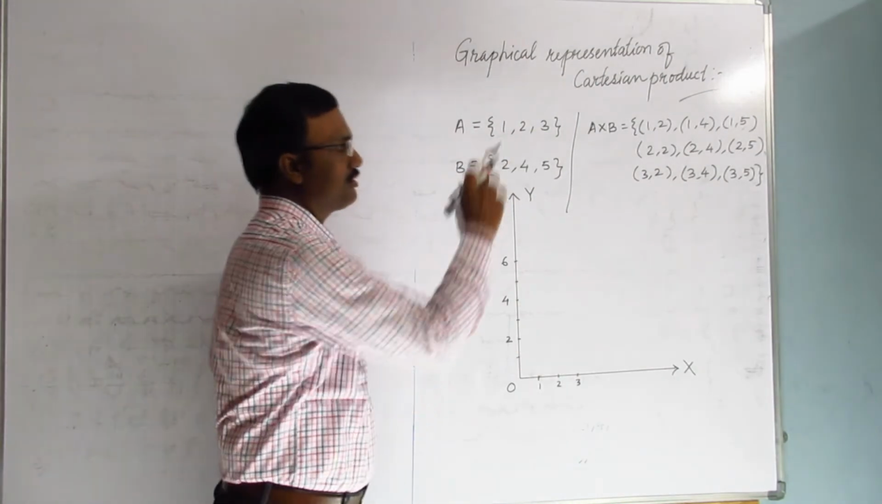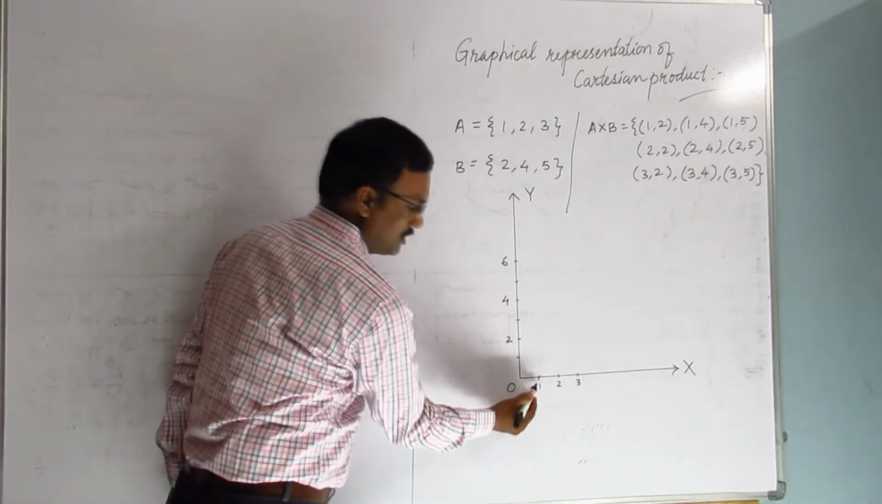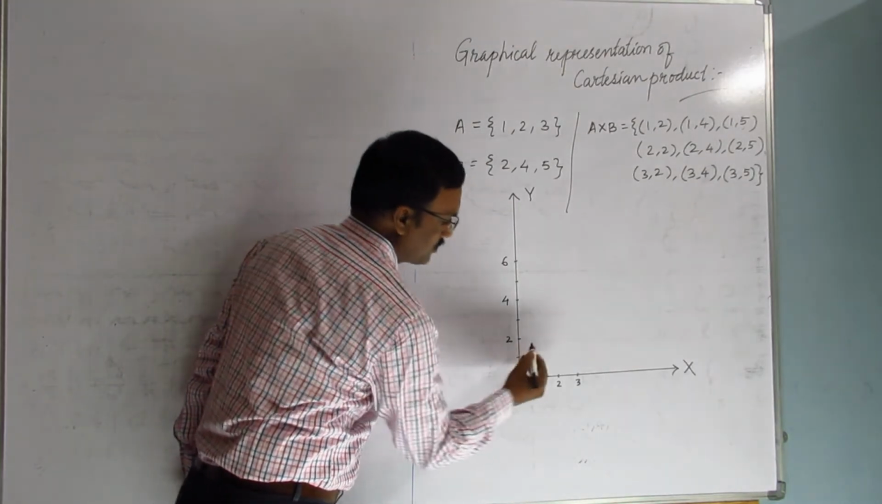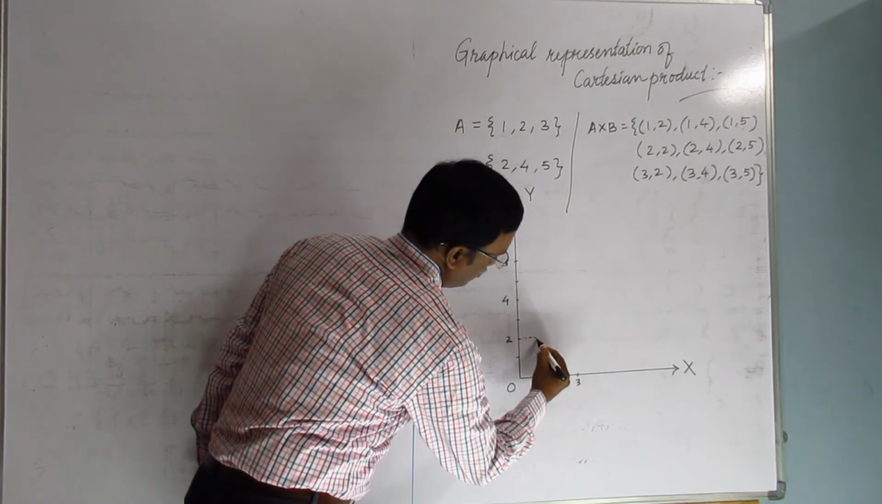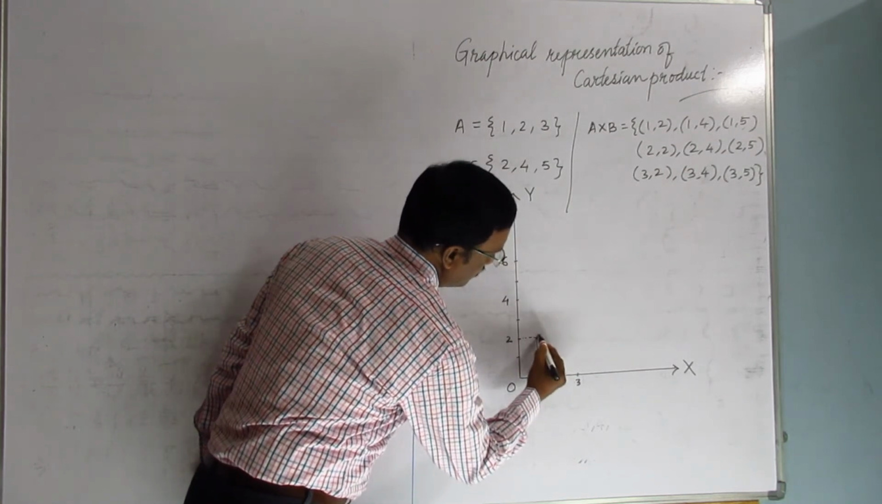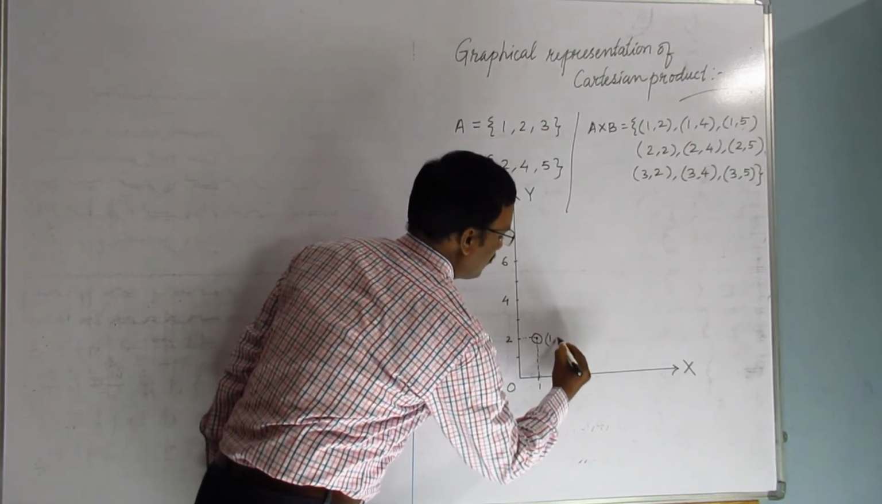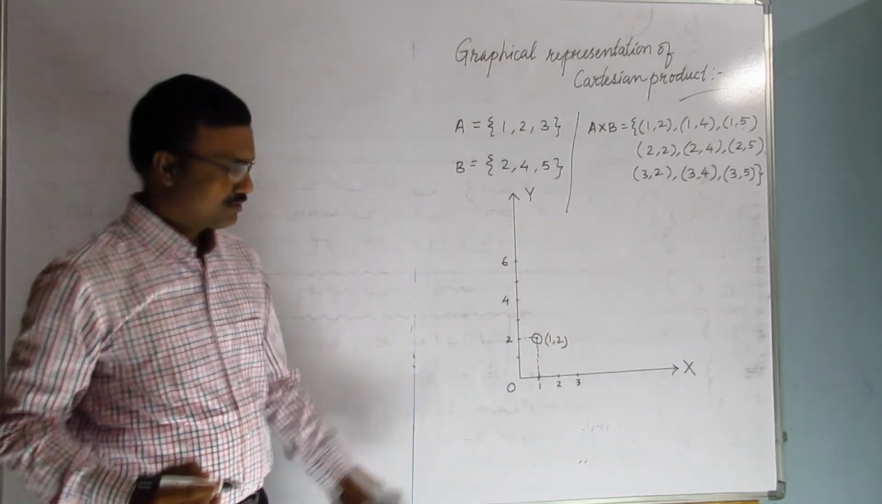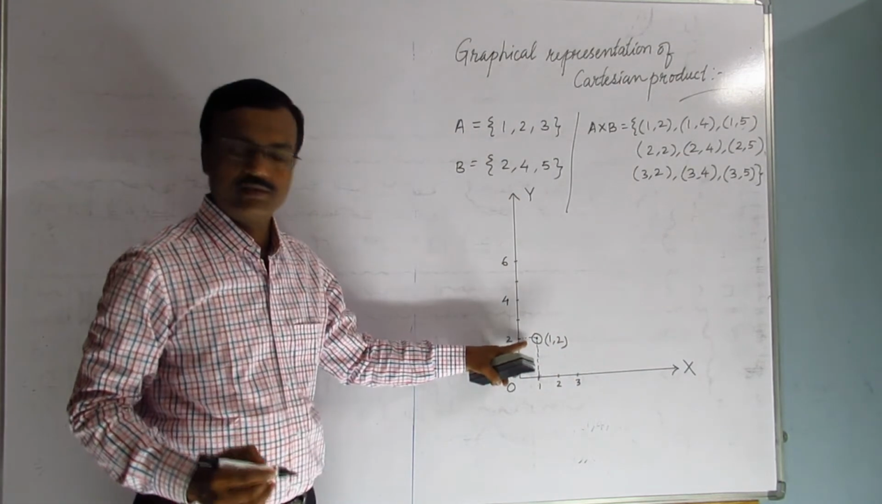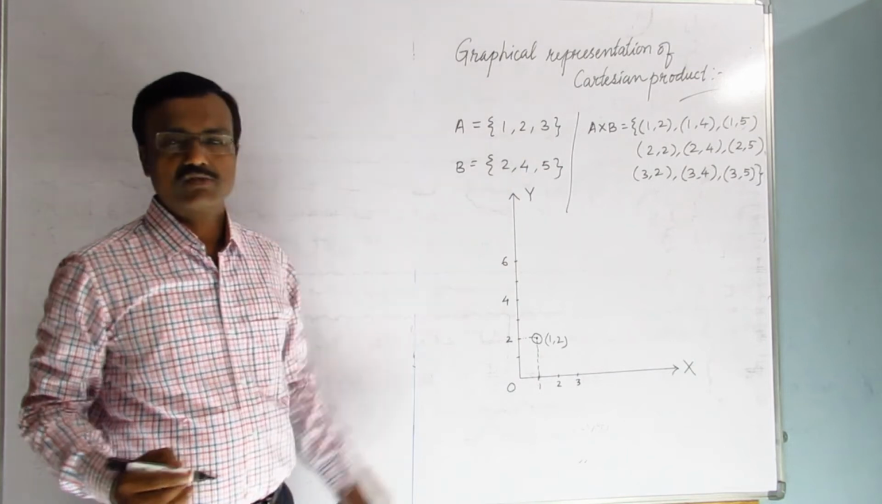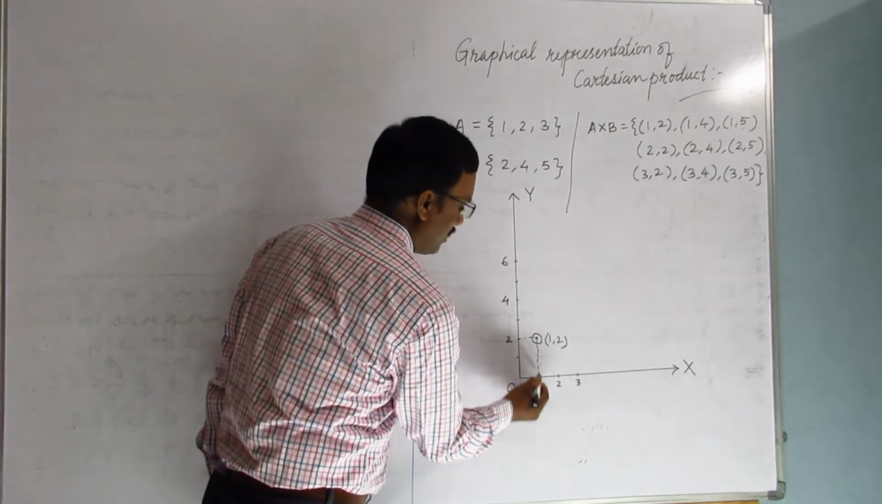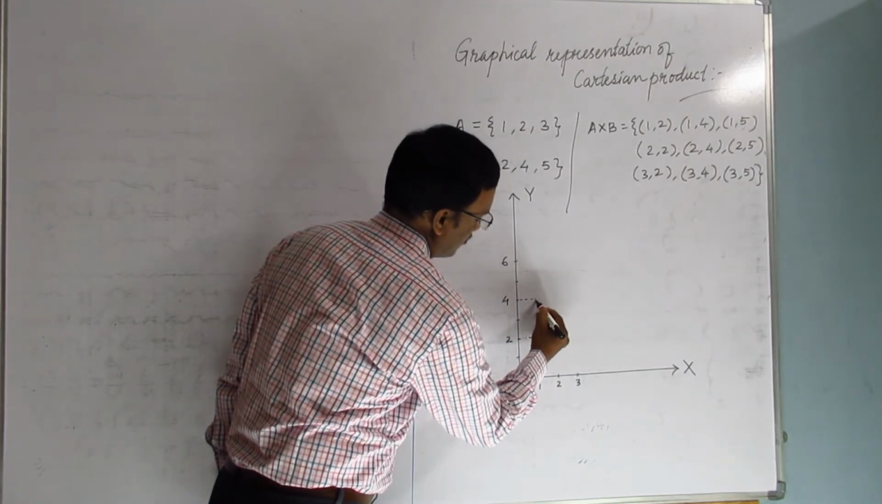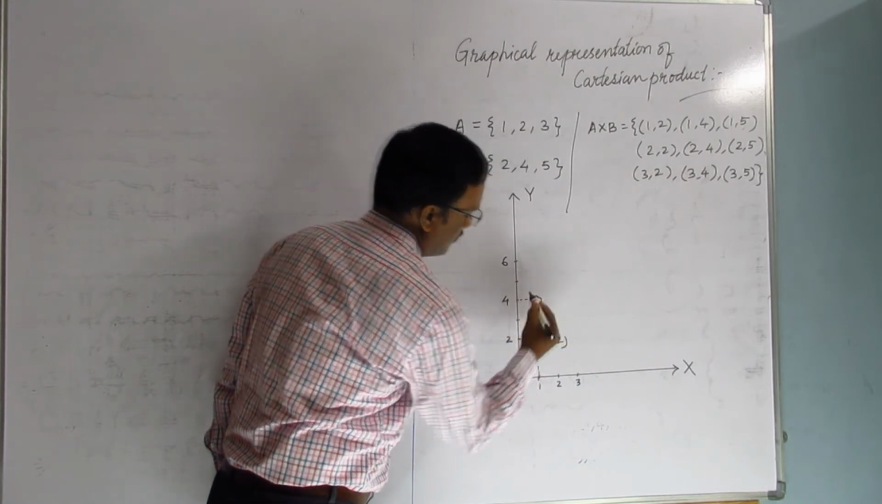So first is (1, 2). So (1, 2) is this 1 and this quantity is 2. So let us find out the position for this. So this is the position. This is (1, 2). So this is how that point (1, 2) is represented here. Now the second one is (1, 4). So this is 1 and this is 4. So the second element will be shown here.